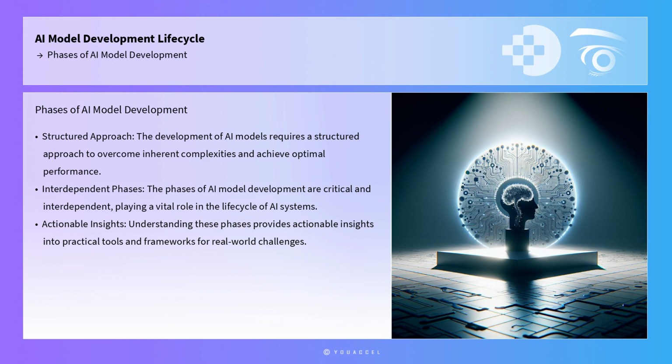The development of AI models is a multifaceted process that requires a structured approach to overcome inherent complexities and achieve optimal performance. The phases of AI model development are critical and interdependent, each playing a vital role in the lifecycle of AI systems. Understanding these phases provides actionable insights into the practical tools and frameworks that professionals can employ to address real-world challenges and enhance their proficiency in AI model development.